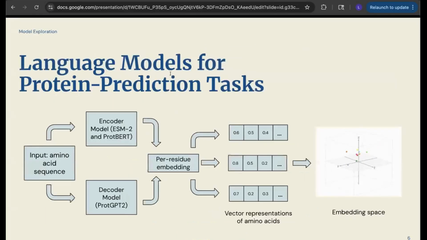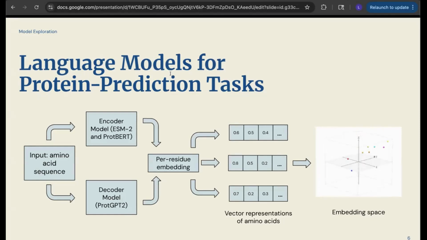So I decided to begin by exploring three different very well-known models, and those are ESM2, ProtBERT, and ProtGPT2. So the input to all of these models is the same, which is an amino acid sequence, and those are the primary structures of proteins. So they're basically just a list of letters that represent different amino acids with different biochemical properties.